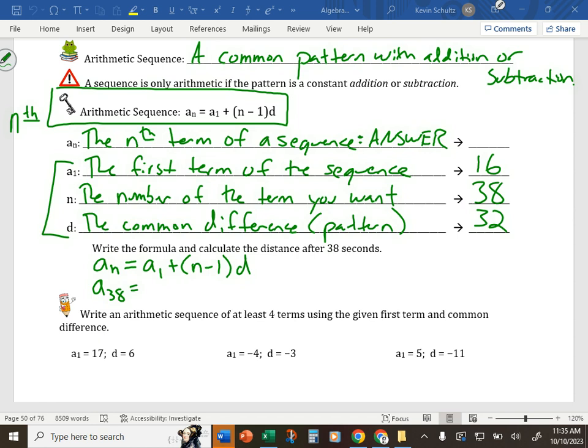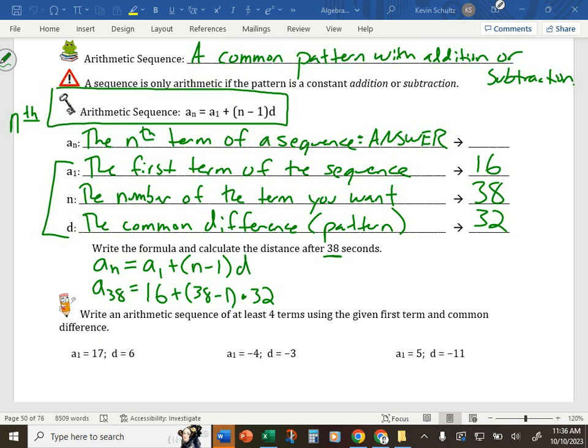16, right? We have that here, the first term. Plus, in parentheses, there's that N again. And if we replaced N with 38 here, we're going to replace N with 38 here. Why 38? Because that's the term number of the sequence we want to find. We wanted to find it after 38 seconds. So we want the 38th term. The minus 1 is always there, and we'll get to that in just a little bit, why it's in there. And then we're multiplying by that pattern. The pattern was adding 32, so times 32.